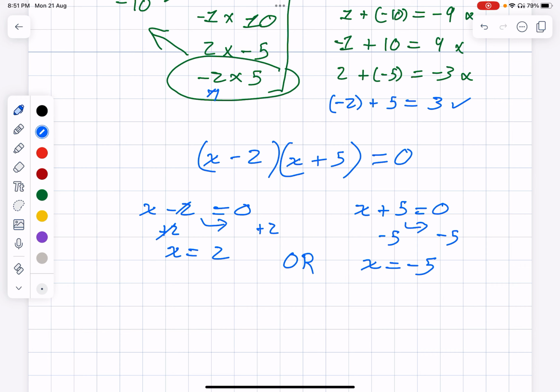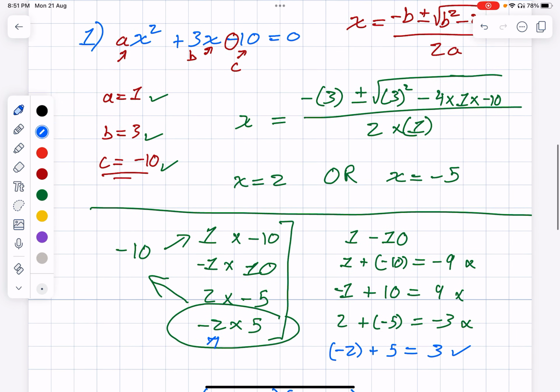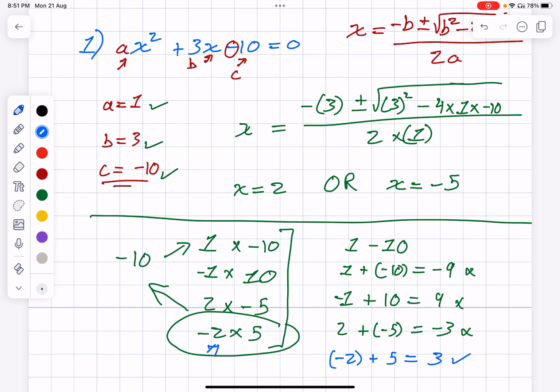And both of them are correct because the question will ask you what are the possible values for x, which are these two. And as you can see, we got the same value as the first process.